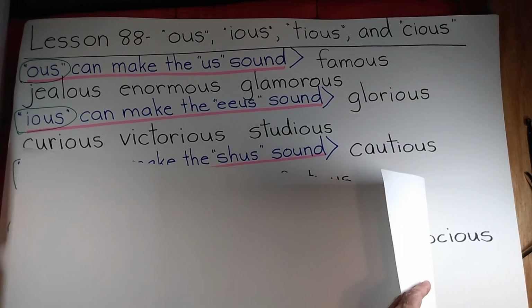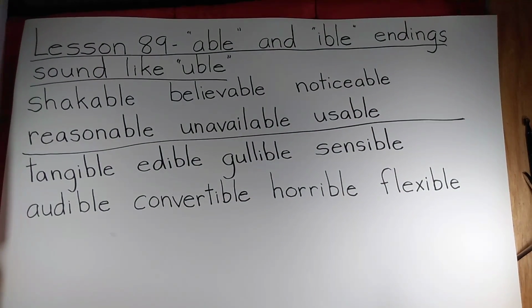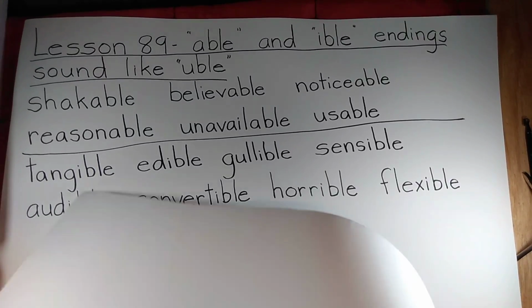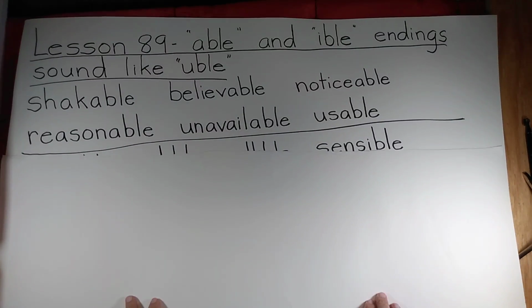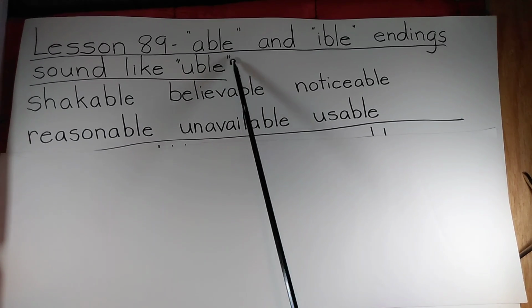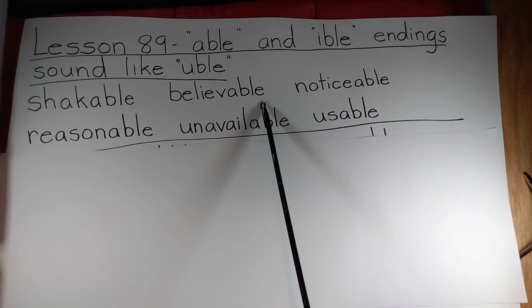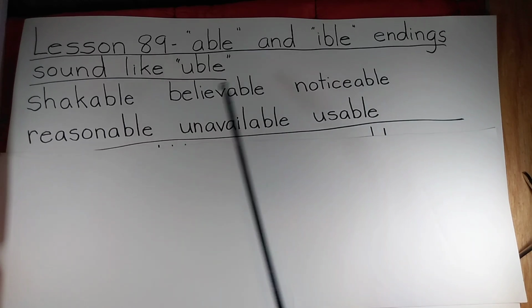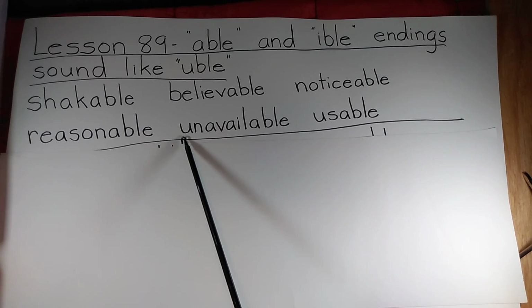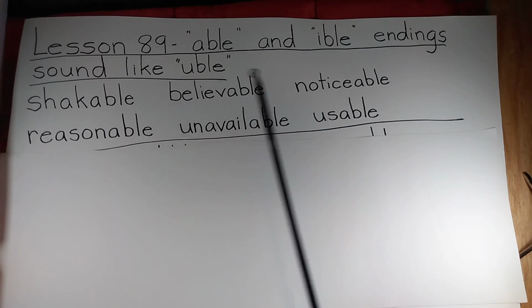And now for our lesson of the day. First, we'll look at words having the able ending, like shakeable, believable, noticeable, reasonable, unavailable, usable. Teachers, have students read these to you. Press pause.